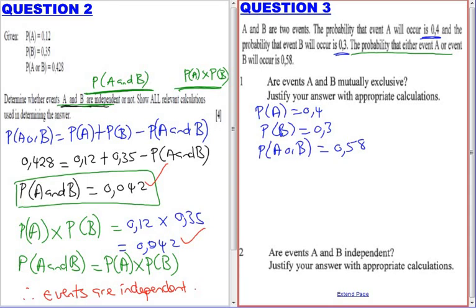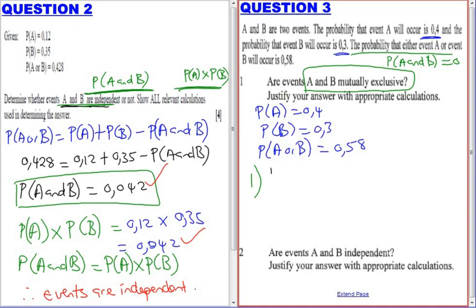Right, what do we want to do with our life right now? The question said, are events A and B mutually exclusive? That's the first question. You have to mention yes or no. Well, to figure out if events are mutually exclusive or not, you need to find the probability of A and B. If this is equal to 0, then the events are mutually exclusive. If it is not equal to 0, then the events are not mutually exclusive.